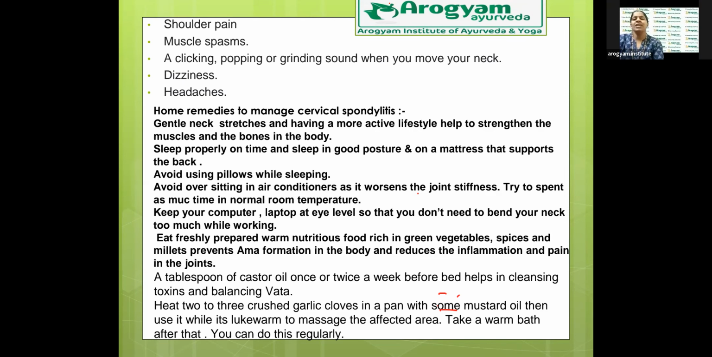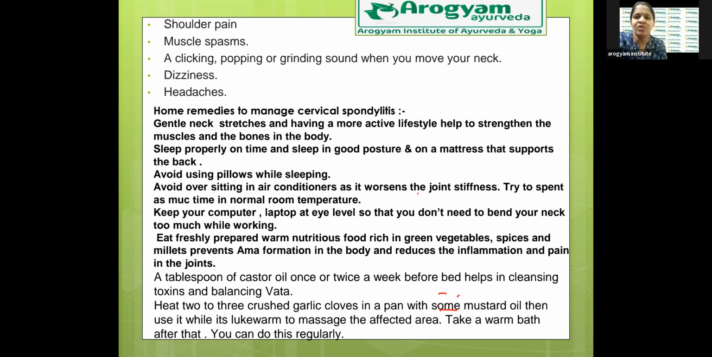Keep your computer, laptop at eye level so that you don't need to bend your neck too much while working. This is what I just told you a few minutes back. All of you might be following this, but if you're not following, please make the posture proper. Eat freshly prepared, warm, nutritious food rich in green vegetables, spices, and millets to prevent ama formation in the body and reduce the inflammation and pain in the joint.